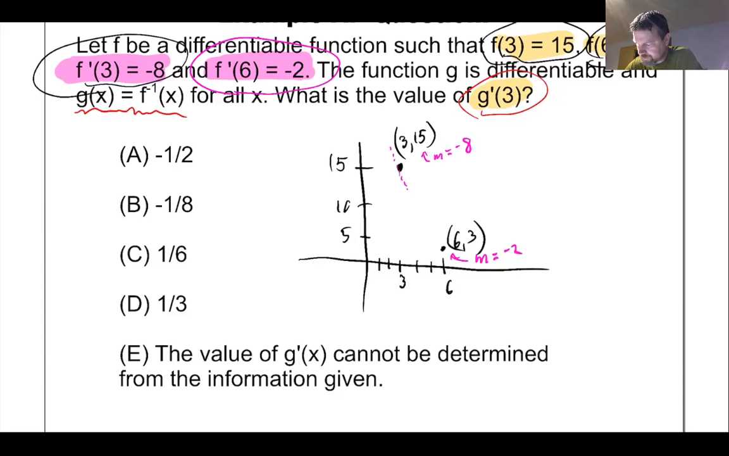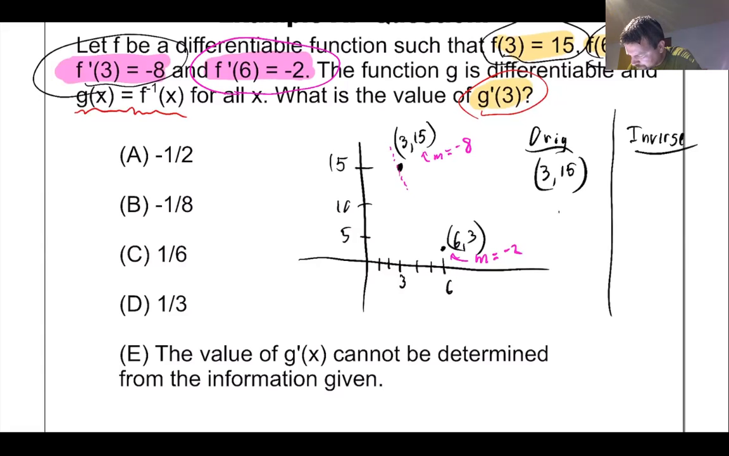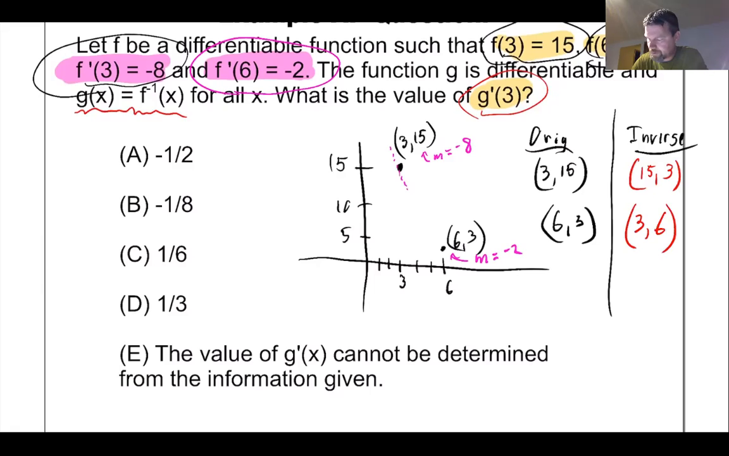Well, on the original, I've got 2 points. On the original, I've got the point (3, 15), and I've got the point (6, 3). That means on my inverse, I know of 2 points: (15, 3), with the x and y switched, and (3, 6). Now, this is asking about g prime of 3. So it's asking about the slope right there, the derivative.